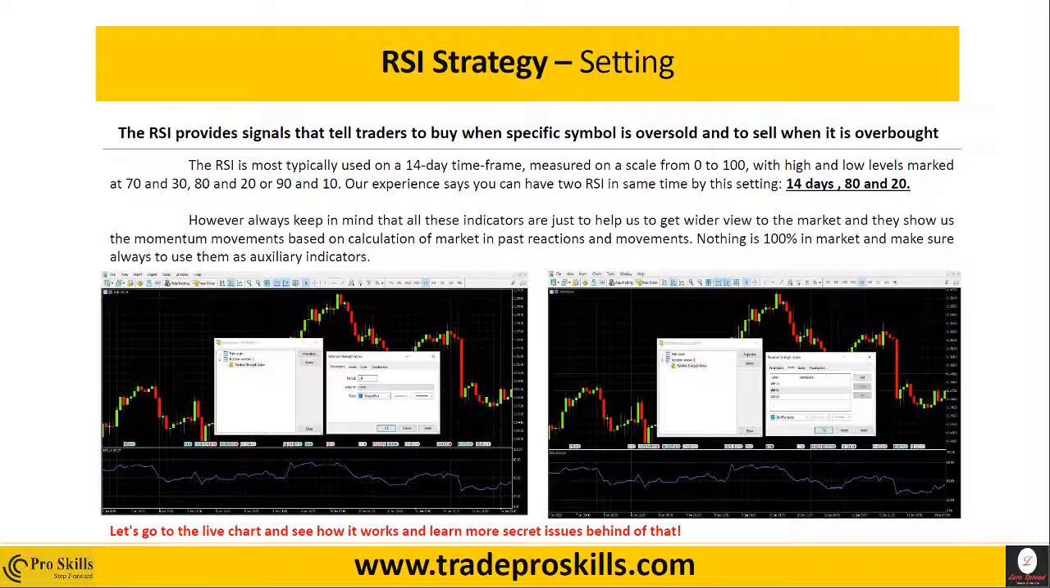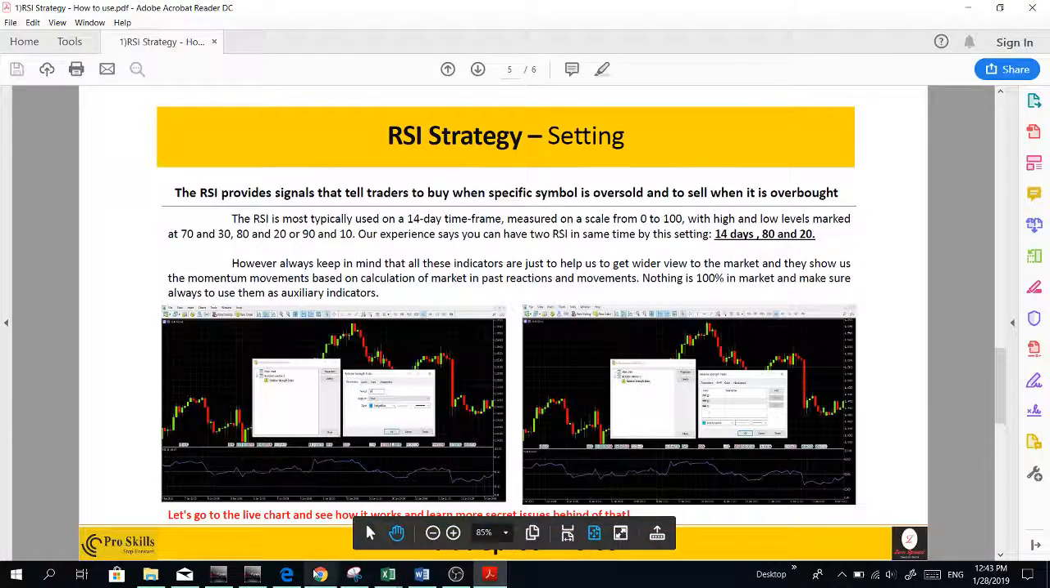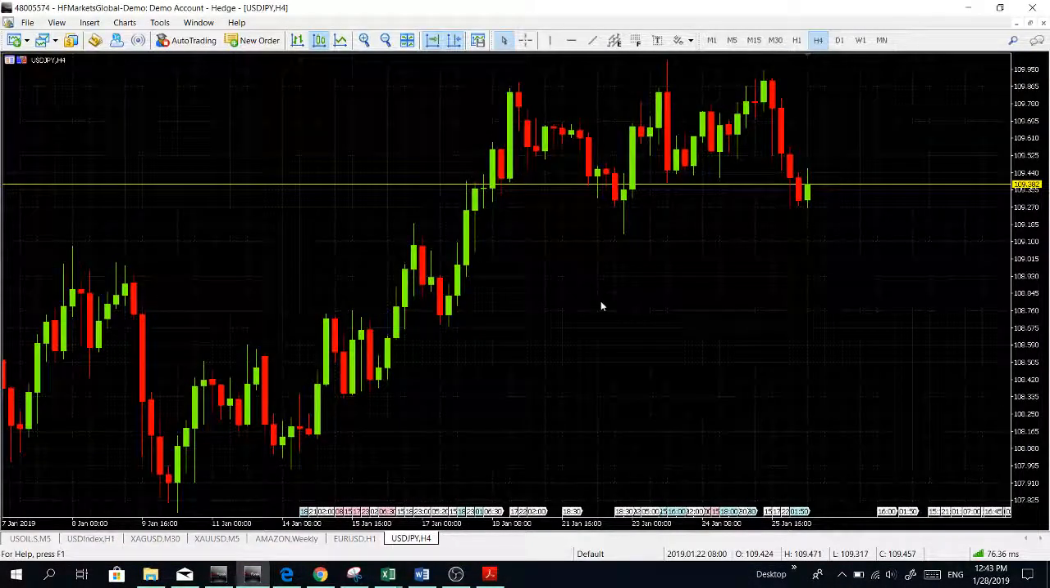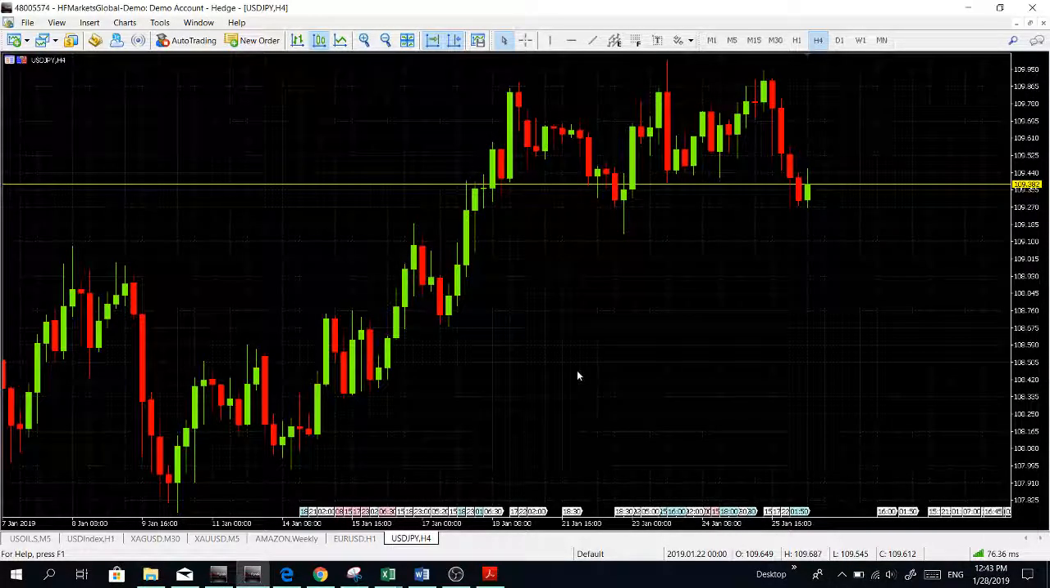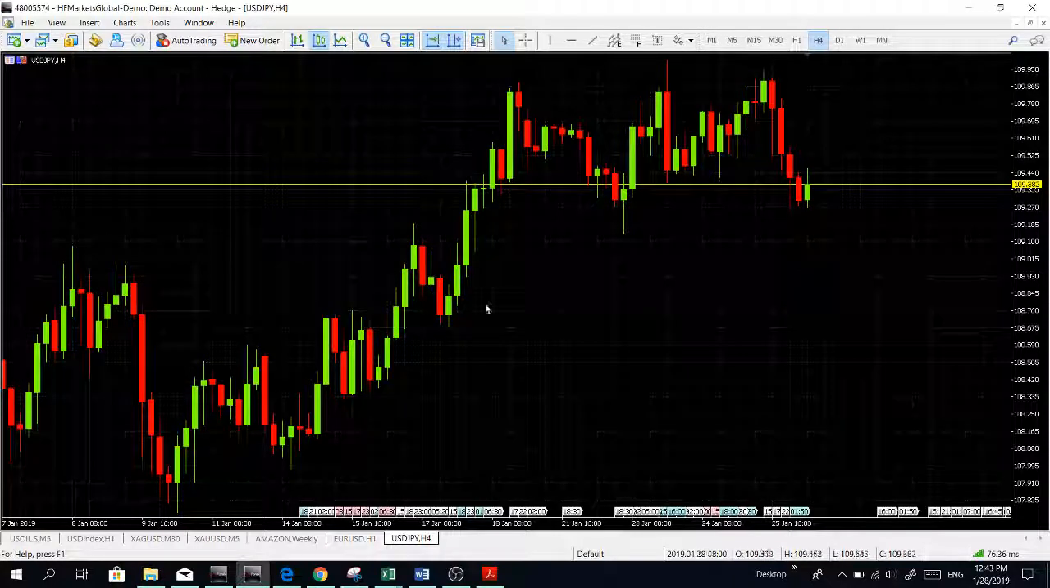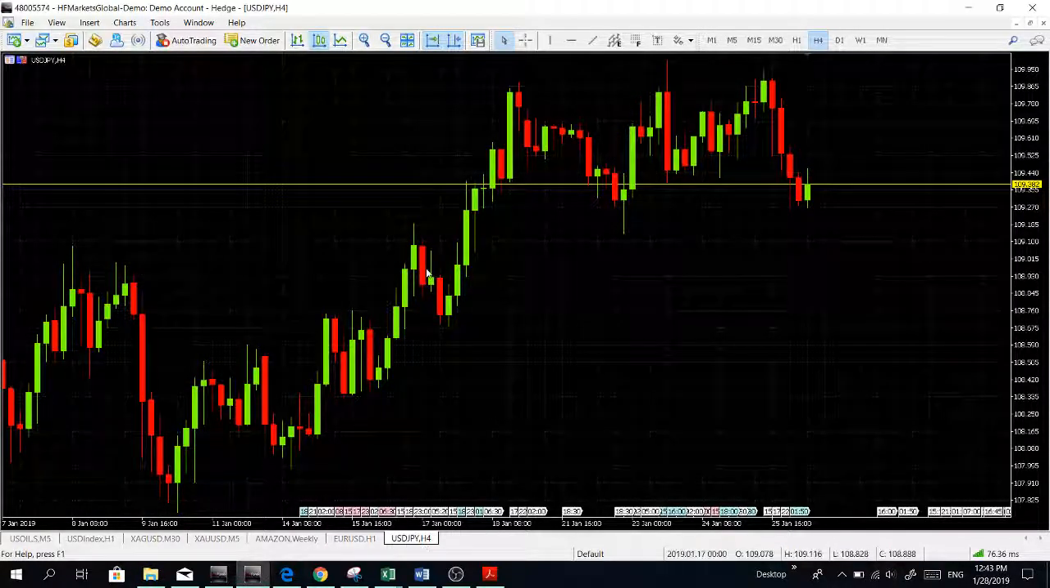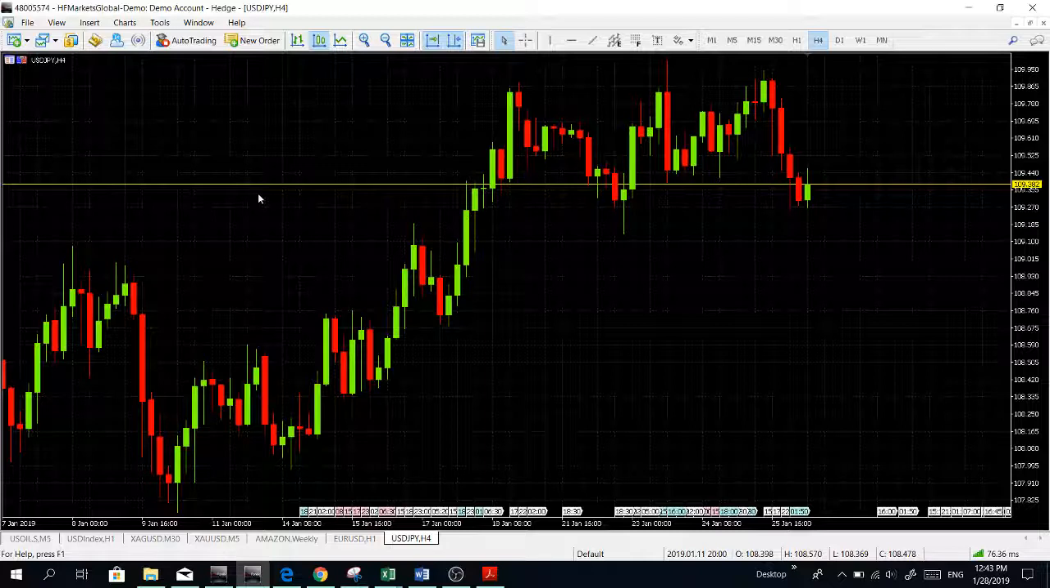Okay, let's go to the live chart and see how this works on a live chart. Usually I use MetaTrader 4, but now MetaTrader 5. So here is this USDJPY chart. Let's first add the indicators here.